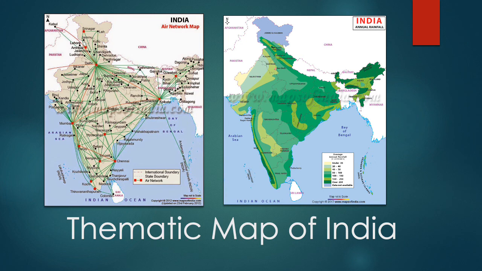As you can see in the air network map, there are different symbols, green lines showing the flight from which place to which place. We have red dots which show the major cities which have airports. Then we have the boundaries shown, international boundary, state boundary, and in the other map which shows annual rainfall, you can see different colors are used, and again a key is there to show which color means what. So this is based on two different themes, and these are thematic maps of India.